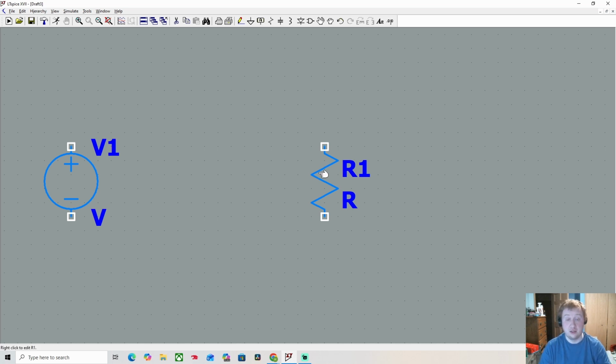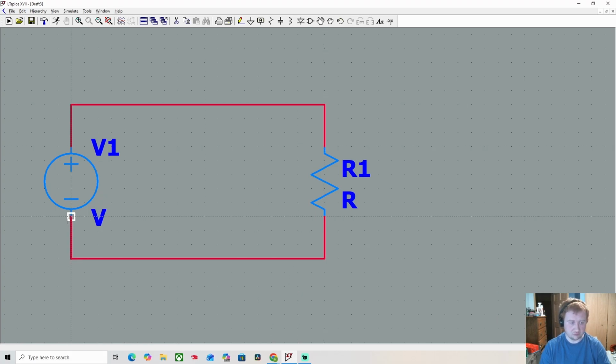So right now, the most basic circuit that we can hook up is just one little resistor hooked up to a voltage source.